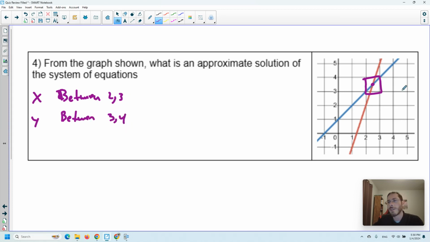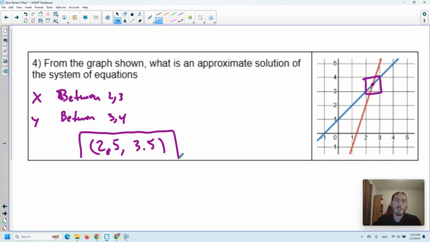Now, I know it's not on the line, so I definitely don't want to say that number itself. It looks like it's at about 2.5, maybe 3.5, because it does look like it's kind of in the middle of the box. So maybe my answer will be (2.5, 3.5). Again, that might not actually be the answer. It might be like 2.4 or something, but that looks pretty close to the middle of the box, so I'm going to go with it. There's no actual calculations on this one. This one's all about using your brain and recognizing where that solution is.